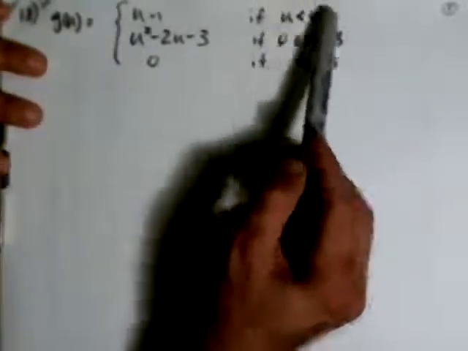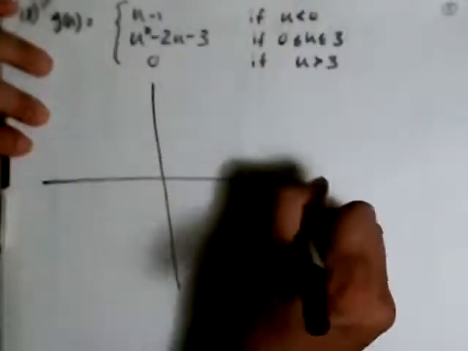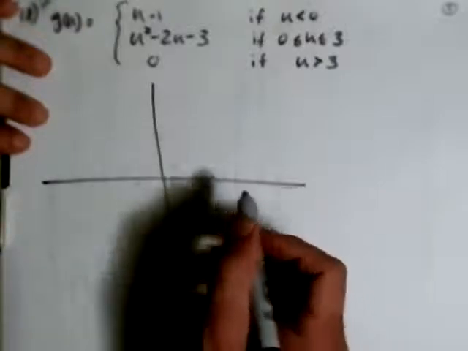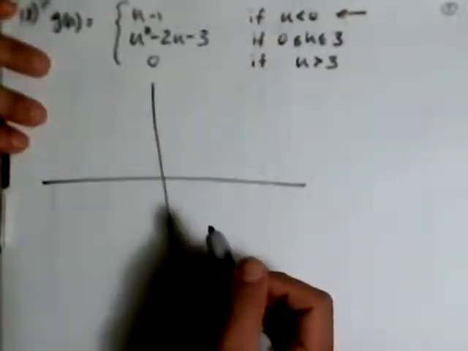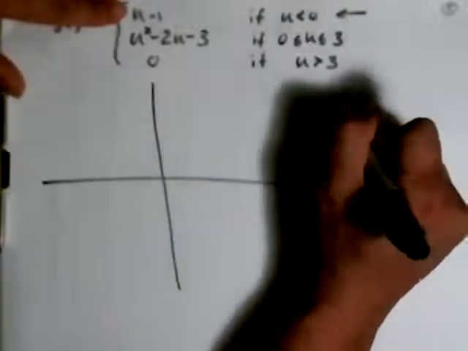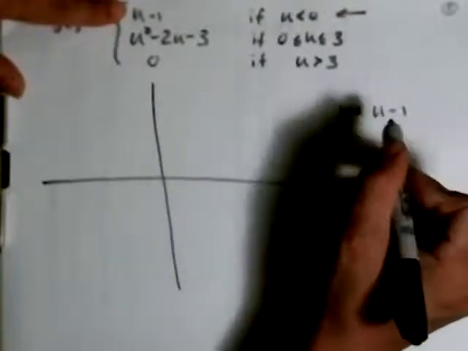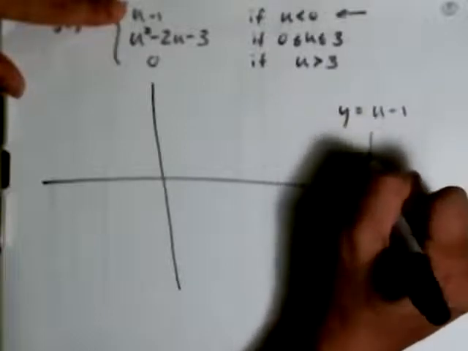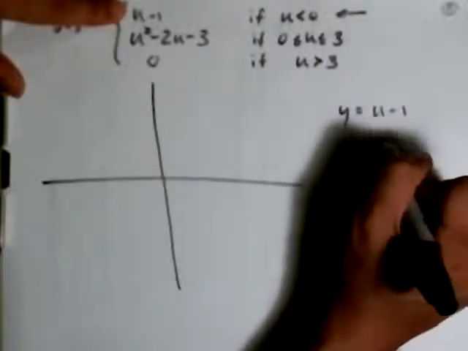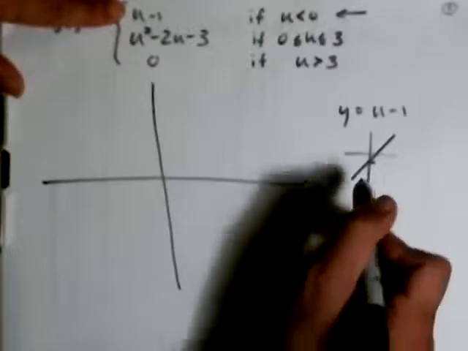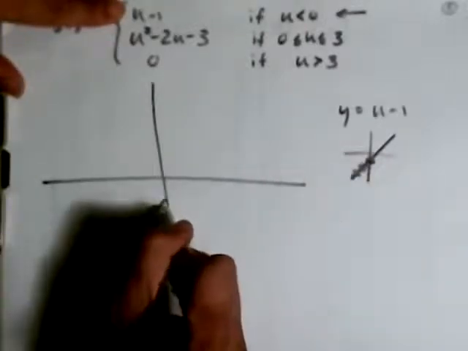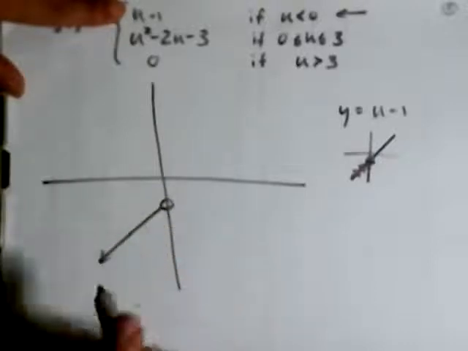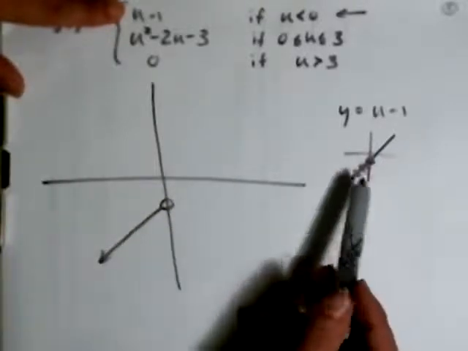So let's try to work this out here. When u is less than 0, it's going to use this piece, y is equal to u minus 1. It's going to start off at -1, and then it's going to go 45 degrees. And we're going to restrict it to this bottom piece right there. So at -1, it's going to go this way. Do you see how we did this?